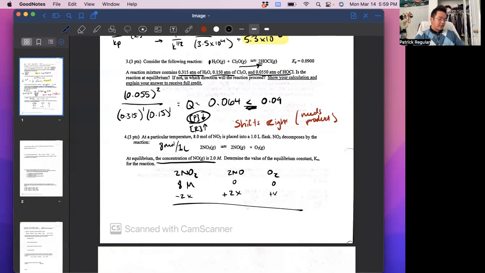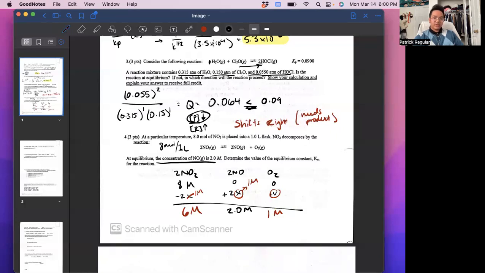If right here it's at equilibrium, it's at 2.0, then 2x equals 2, and x must be 1 molarity, right? All right, so let's complete this out. If x is 1 molarity, then 2 times 1 molarity is 2 molarity, minus 2 molarity is 6 molarity at the end. Then plus just 1 molarity, because just 1x is just 1 molarity.